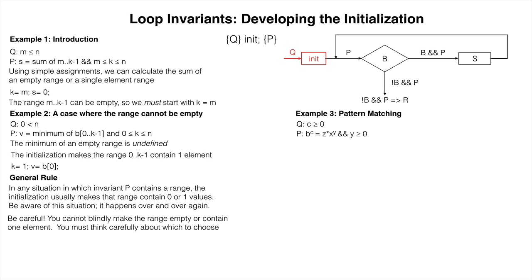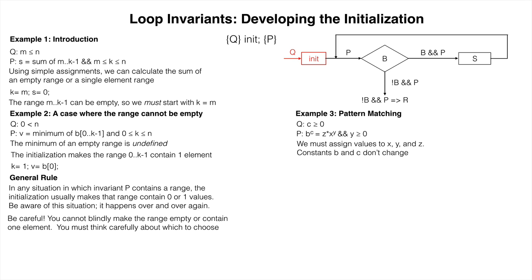Consider calculating b to the power of c for c greater than or equal to 0. Here are the precondition Q and invariant P. Q is c is no less than 0. P is b to the power of c is equal to z times x to the power of y, and y is greater than or equal to 0. The initialization must store values in z, x, and y that make invariant P true. Note that we don't set initial values for b and c because these values are given to the algorithm.